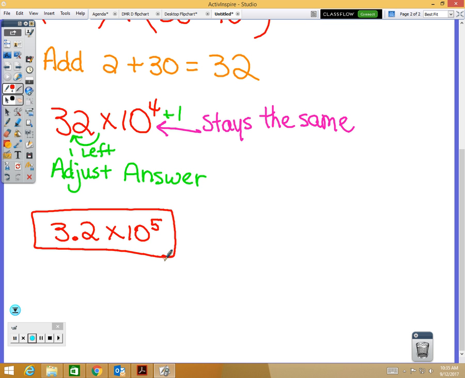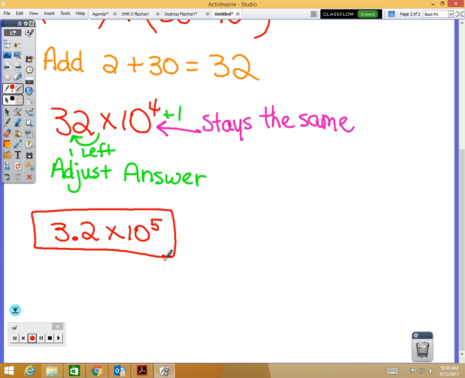Well, we added our 2 and our 30. So now there's just one answer. There's not 2 different things. Okay? So 2 times 10 to the 4th plus 3 times 10 to the 5th is 3.2 times 10 to the 5th. Okay. Don't worry. It's going to be okay.